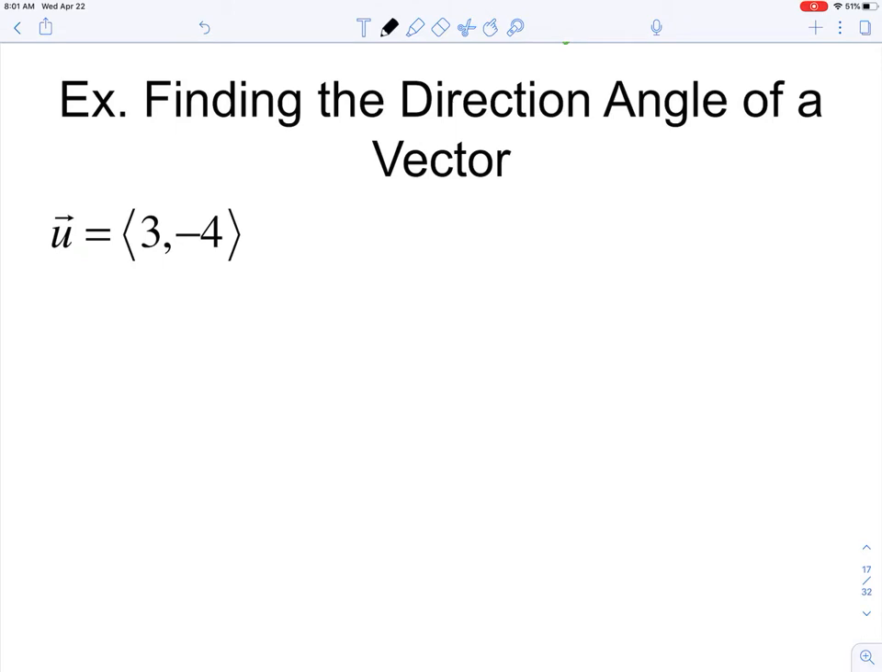So let's look at this example. And I always like to draw a picture to make sure that I'm calculating the correct direction angle. So the vector u that's in standard position and terminates at the point 3, -4, that means that vector u will lie in quadrant 4.